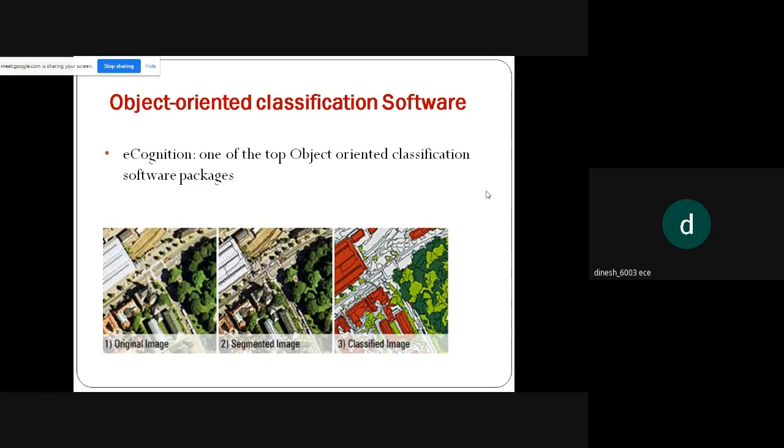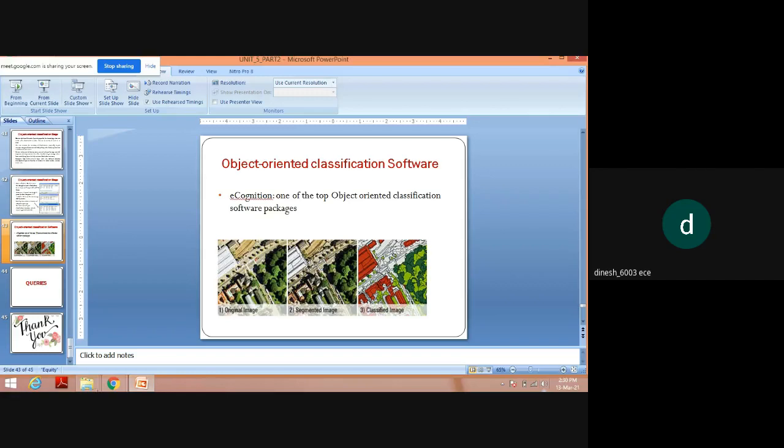So then the object oriented classification software. eCognition is one of the top object oriented classification software packages. If you have the original image like this, that is converted to a segment image like this, that is classified like this. So this is what characteristics of a digital satellite image is. Any queries on this object oriented classification, you can type in the chat box.